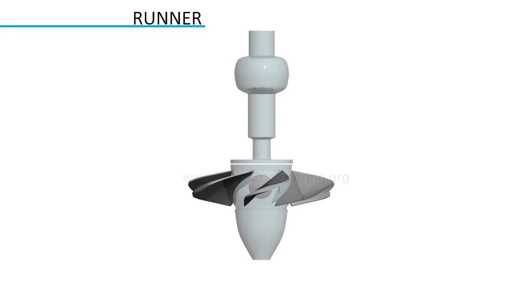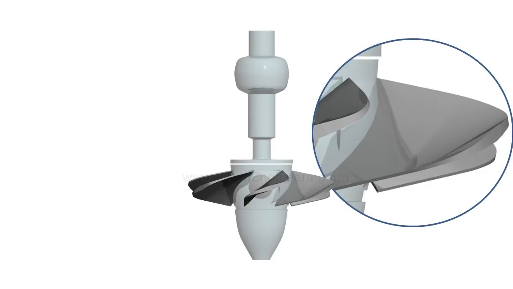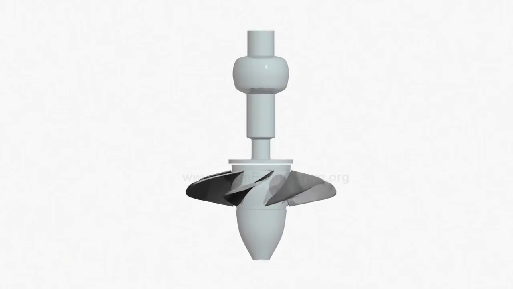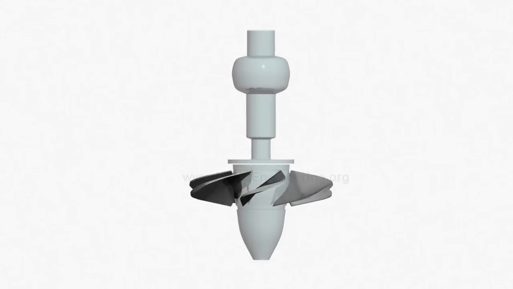The most important part of a Kaplan turbine is its runner. The cross-section of a runner blade has a curved shape. When water flows over it, it induces a lift force due to the airfoil effect. The tangential component of the lift force makes the runner rotate. This rotation is transferred to a generator for electricity production.